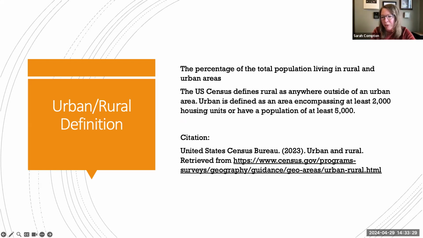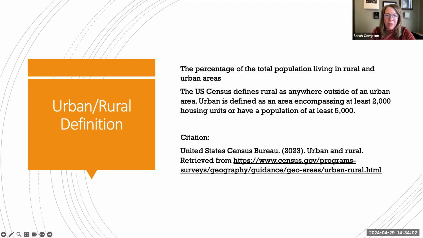Especially if we're using that information to help people understand the context around what's included in the community health assessment, it's really important to be as specific as possible. The US Census, which is the definition that we use, defines rural as anywhere outside of an urban area, and urban as an area encompassing at least 2,000 housing units or having a population of at least 5,000. That's where we pulled the actual metric from, the US Census, so we wanted to match that definition.